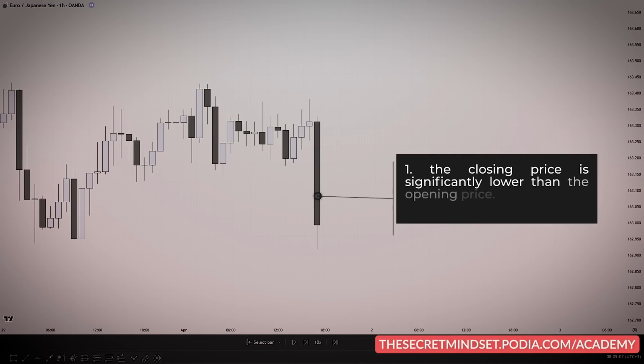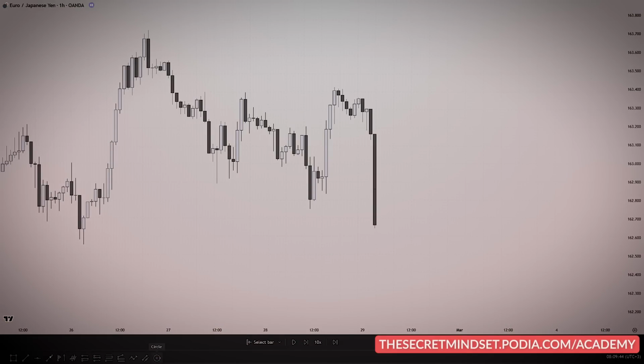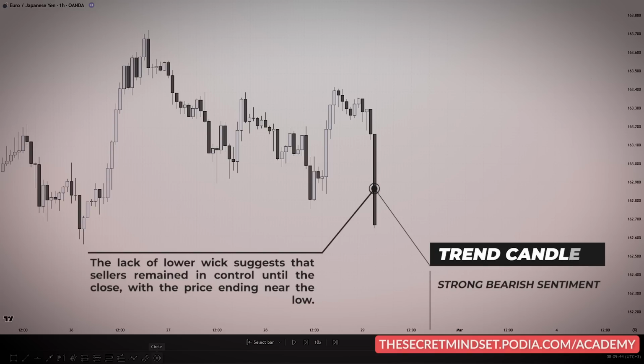On the flip side, a long bearish candlestick forms when the closing price is significantly lower than the opening price. This indicates that sellers dominated the session, aggressively pushing prices lower. The lack of lower wick suggests that sellers remained in control until the close, with the price ending near the low. This type of candle signals strong bearish sentiment.